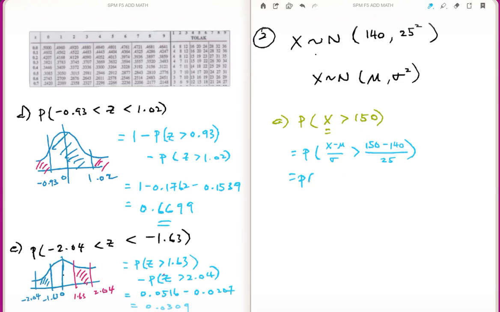So therefore now we have P of z-score more than, calculator correctly, 0.4. Then you find out 0.4 is this value. It's actually this value. So therefore it's straight away 0.3446 is the answer.